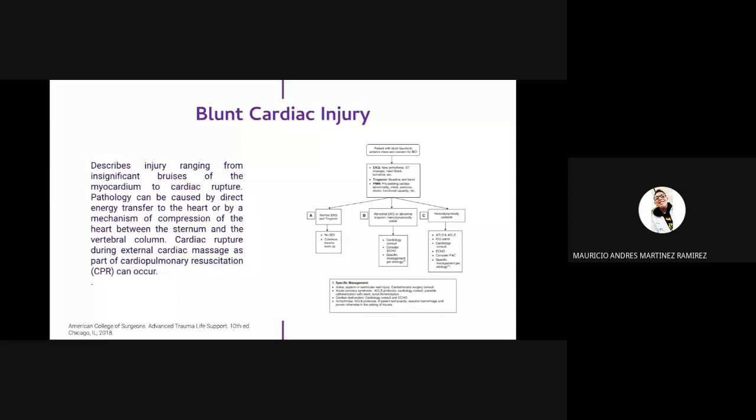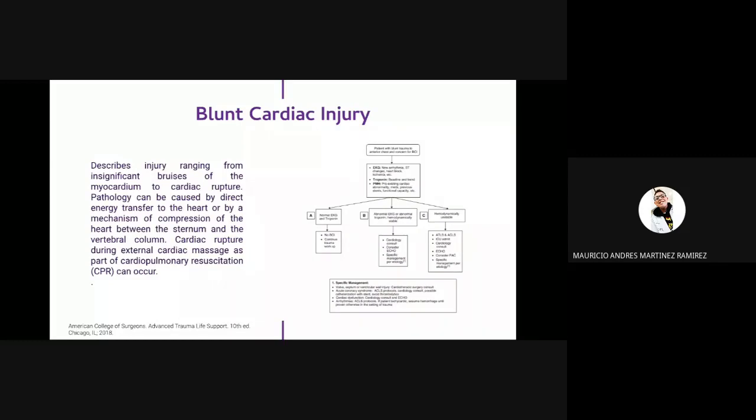We must admit the patient in the ICU. We must perform a cardiology consult. We must perform echocardiography. We must consider a specific management per etiology. The specific management is different in the different lesions that we can find. If we have a valve, septum, or ventricular wall injury, we must perform a cardiothoracic surgery consult.